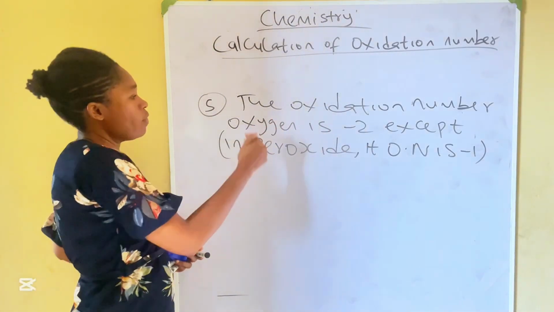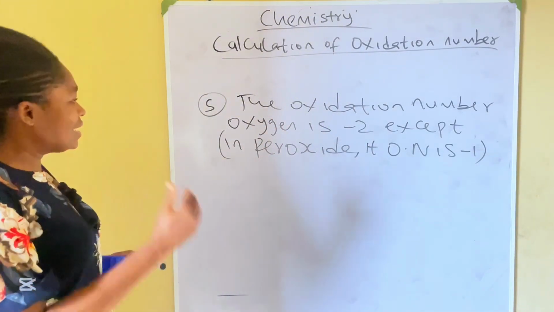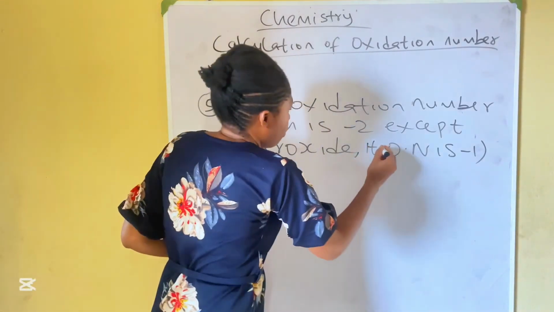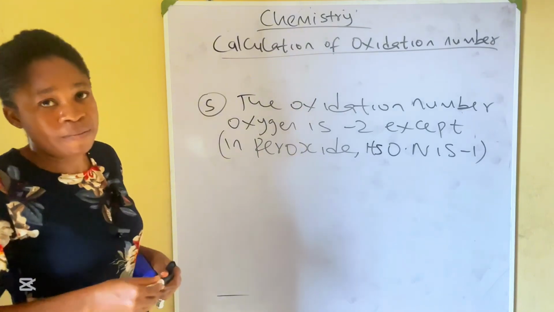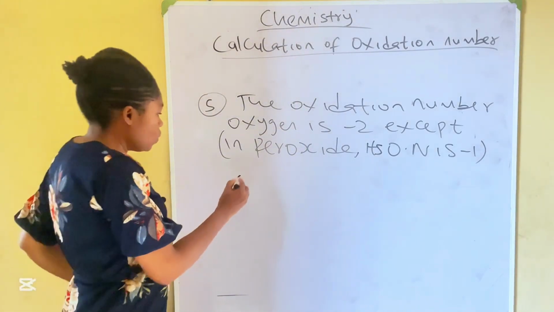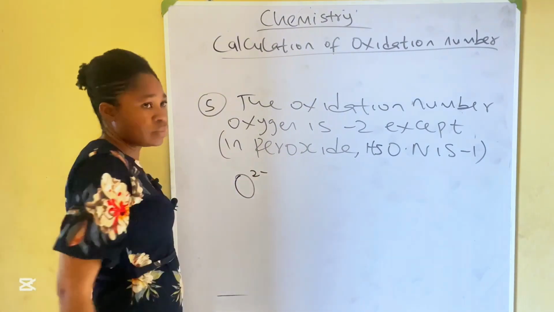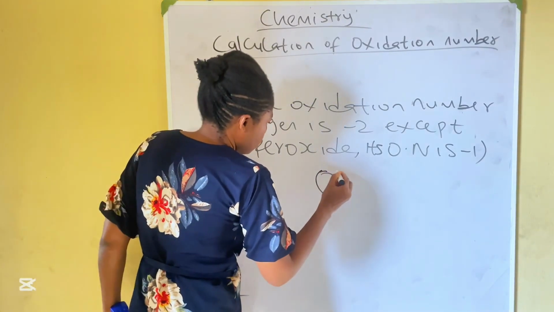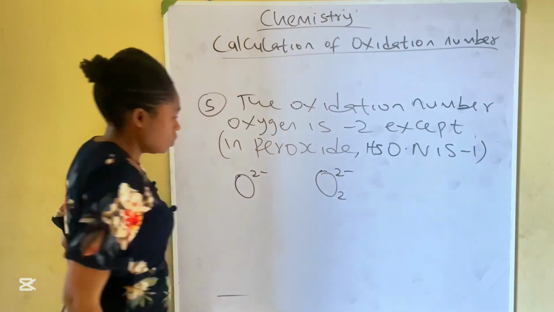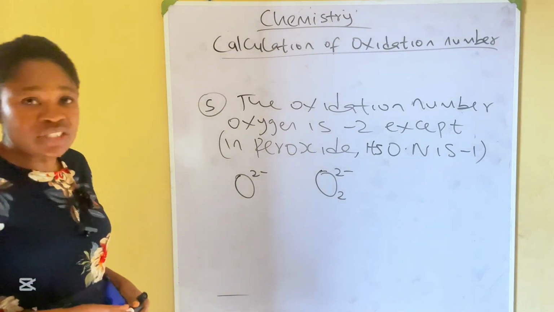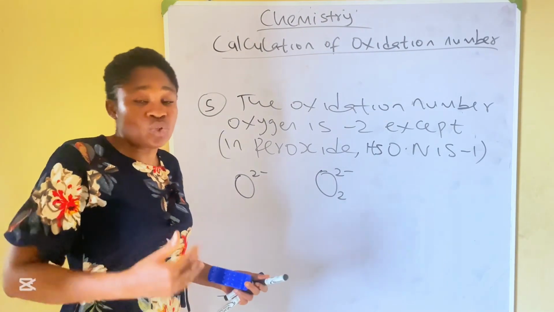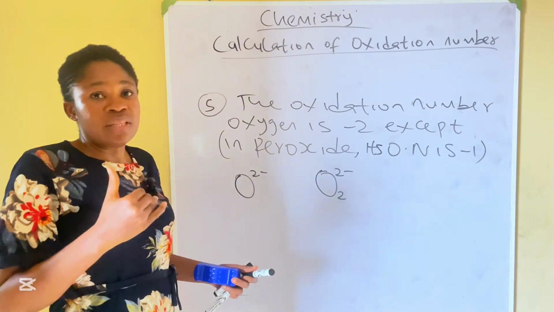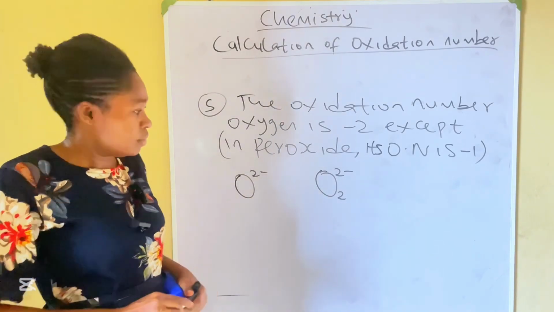The oxidation number of oxygen is -2, except in peroxide. In peroxide, its oxidation number is -1. So this is the oxide ion. This is the peroxide ion. So if you calculate the oxidation number of oxygen in a compound and you're getting -1, it shows that that compound is what? A peroxide.